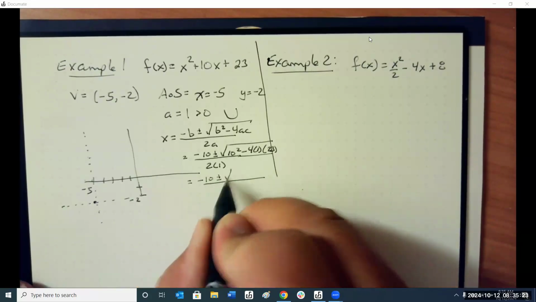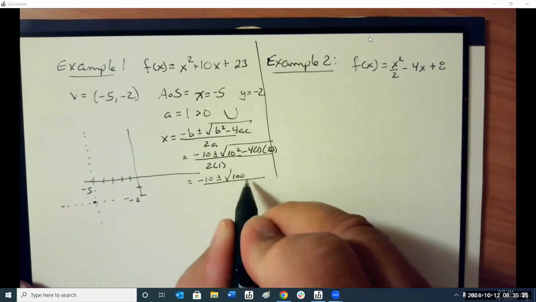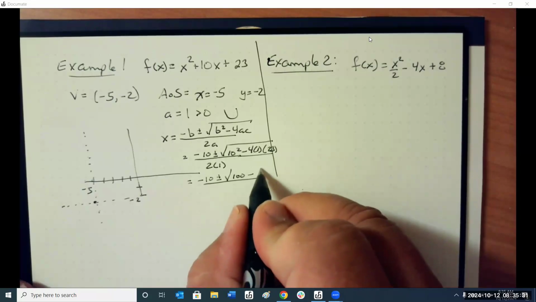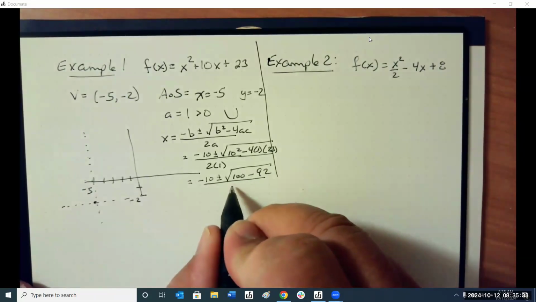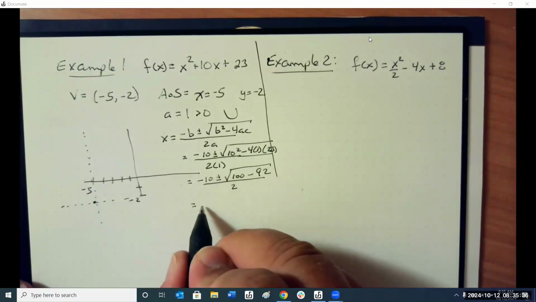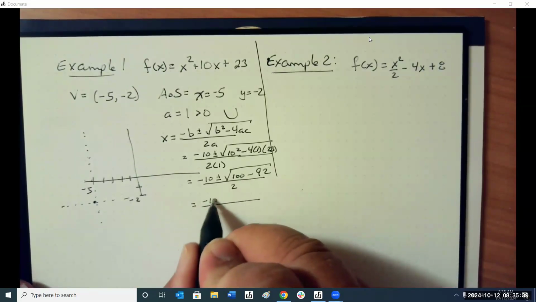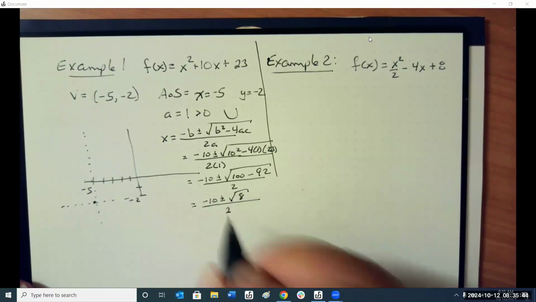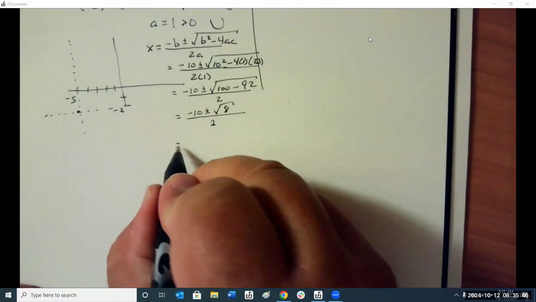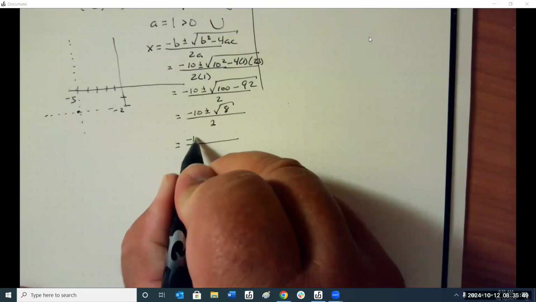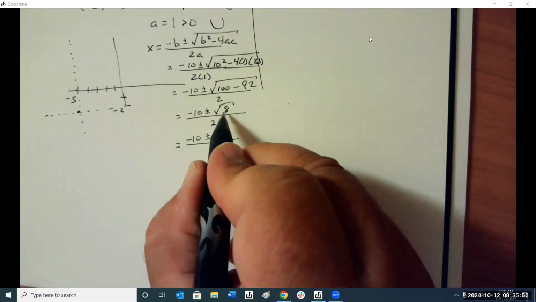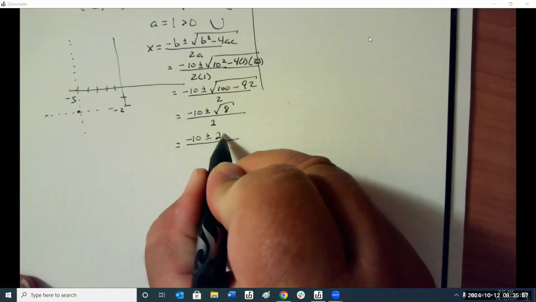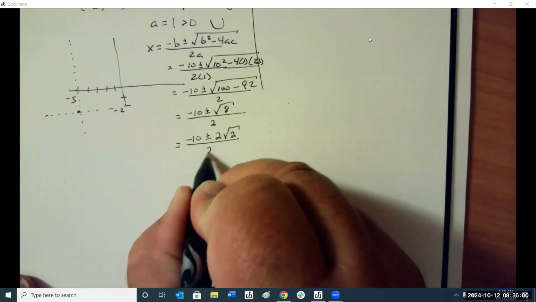-10. 10 squared is 100. 4 times 1 is 4. 4 times 23 is 92, over 2. -10, 100 minus 92 is 8. 8 is made up of 2 times 2 times 2. It's a square root, so we take out one of the 2's. We have one of them left in there.